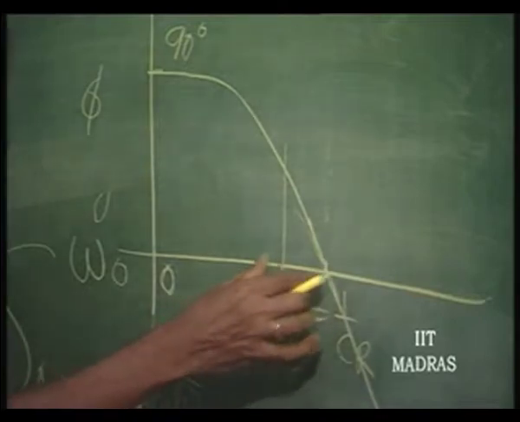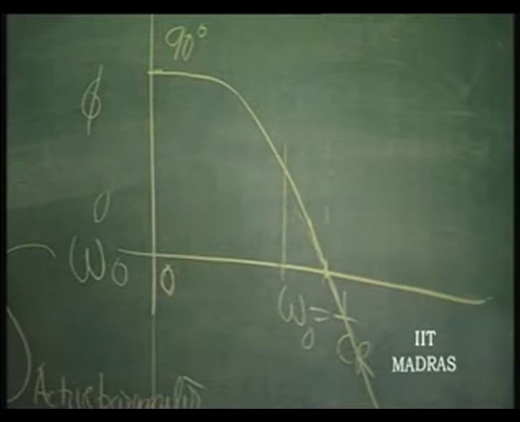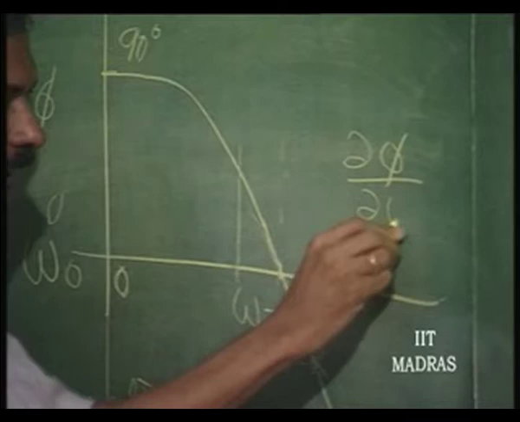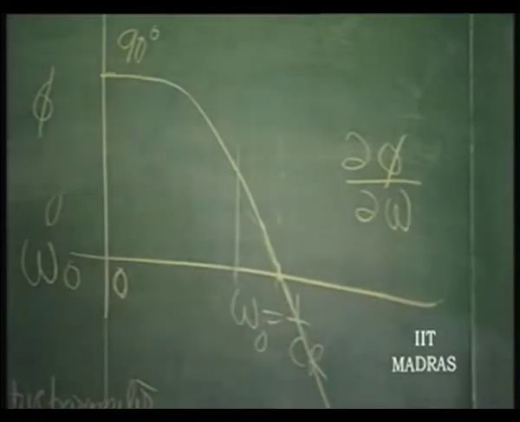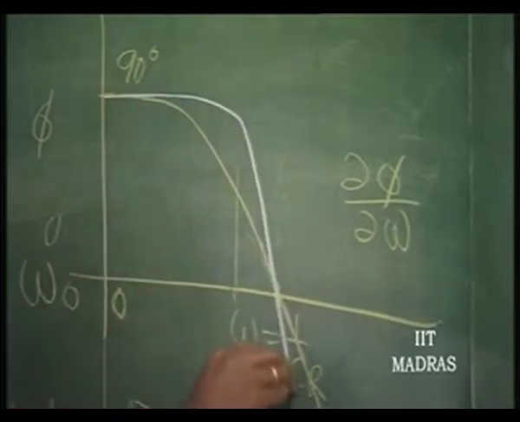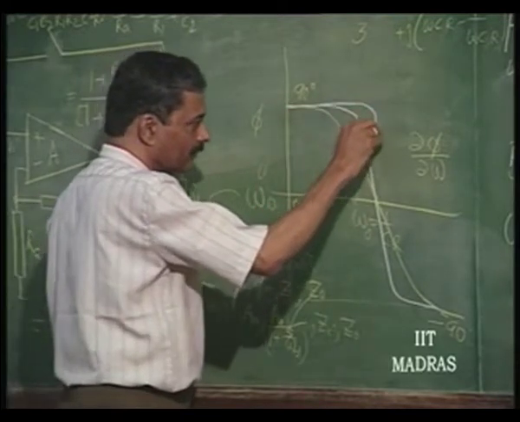How much it is going to deviate here depends upon the slope here. That means, delta phi by delta omega is an important factor, because this is one curve, another curve may look like this, another curve may look like this.